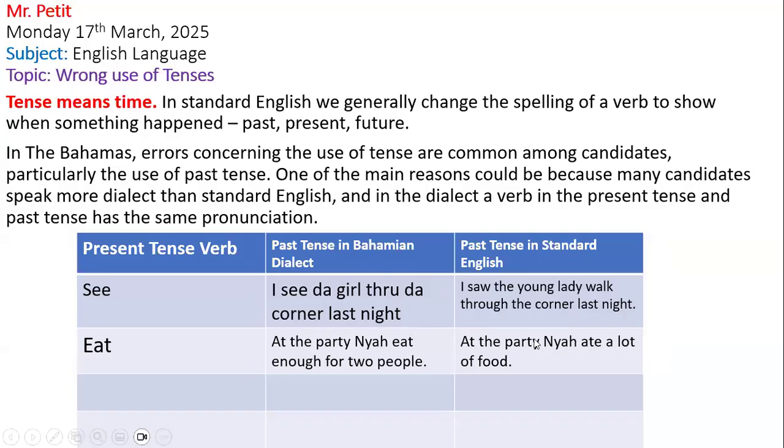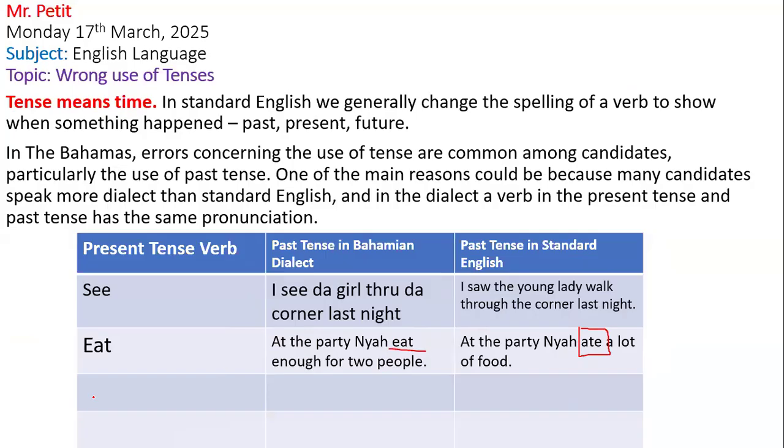Okay. So the key word here is what? Ate. If it's past tense, you have to change it. But in the Bahamian, if it's past tense or present, we just keep it. That's crazy, right? I don't even know if y'all realize that, but at the party, now I eat enough for 2 people, right? We just keep it.